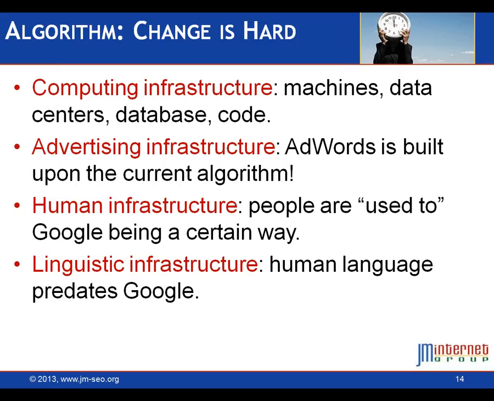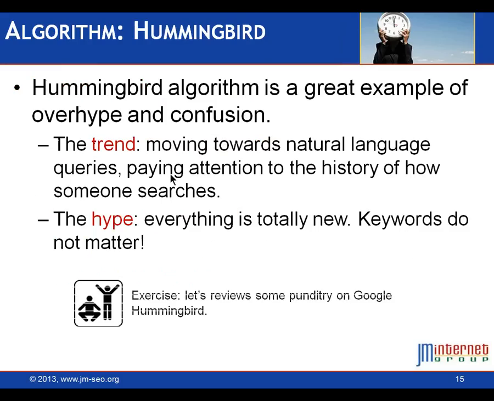We're clearly moving towards talking into our computers. But most people are not talking into their computers at this point. And even if people talk into computers, they're still going to use keywords. So the human infrastructure is slow to change. Here's a big one. The linguistic infrastructure is outside of Google. The way people talk, the way people think, shocker, is before Google. So there's a lot of reasons why the fundamentals cannot change rapidly, even though the algorithm can make changes on the margin. Now, let's talk about Hummingbird, because I know everyone knows Hummingbird.